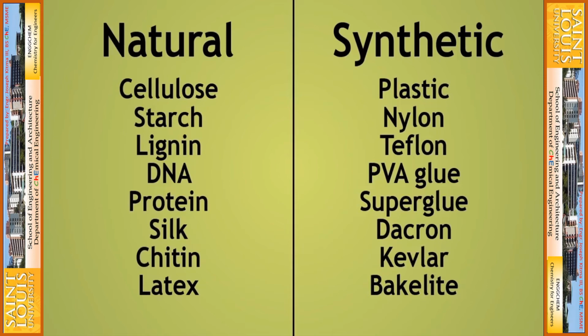Let us review the examples of natural and synthetic polymers. Natural polymers can be cellulose, starch, lignin, DNA, protein, silk, chitin, and latex. Examples of synthetic polymers could be plastics, nylon, Teflon, PVA glue, superglue, Dacron, Kevlar, and Bakelite.